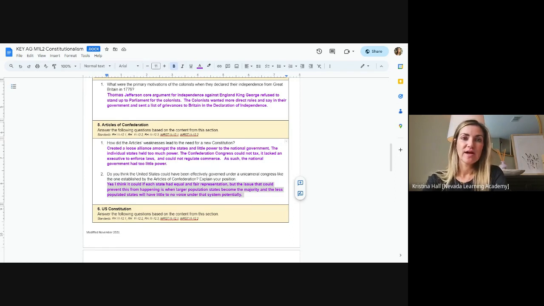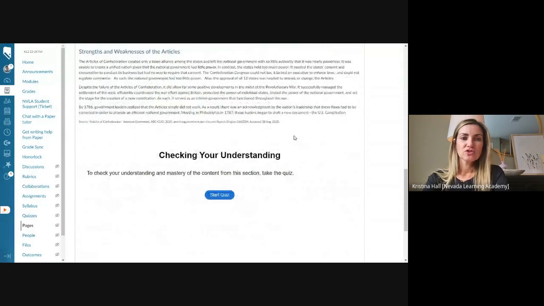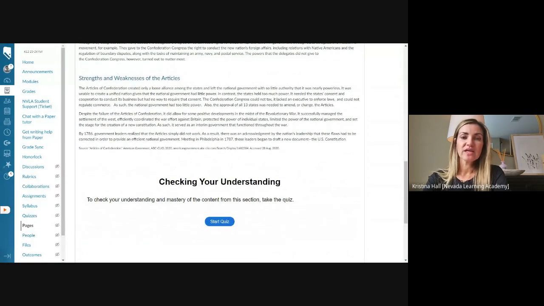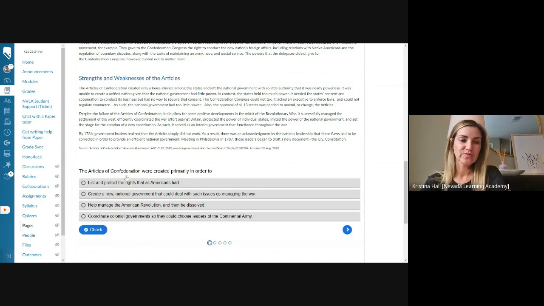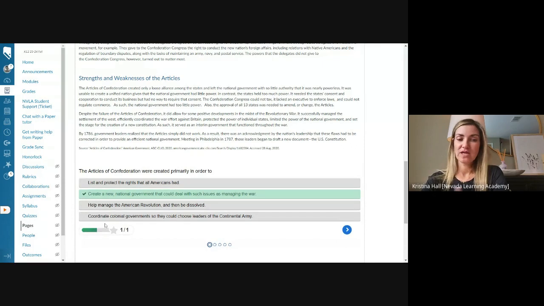All right, so I'm going to jump back over into Canvas. Okay, we're going to scroll down. So strengths and weaknesses of the articles, like I said, there are some good things. There were some treaties that came from it, kind of a clear direction, but there were a lot of issues straight off the bat with these 13 states and the Articles of Confederation just kind of letting them do what they wanted to do. The Articles of Confederation was created primarily to create a new government that would deal with such issues as managing war.